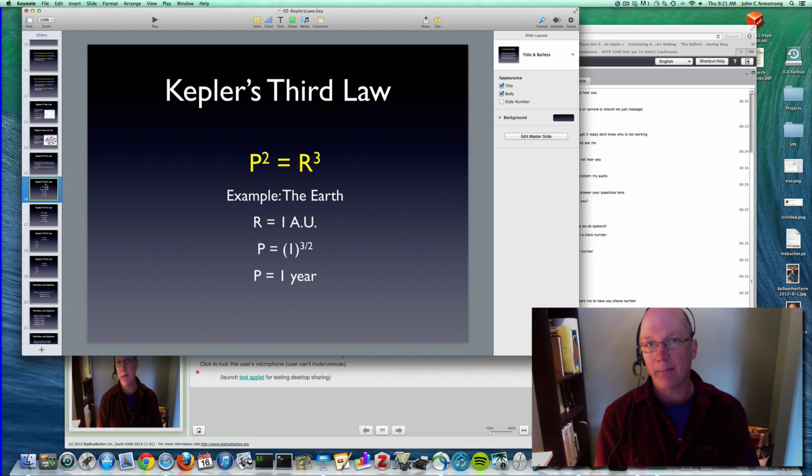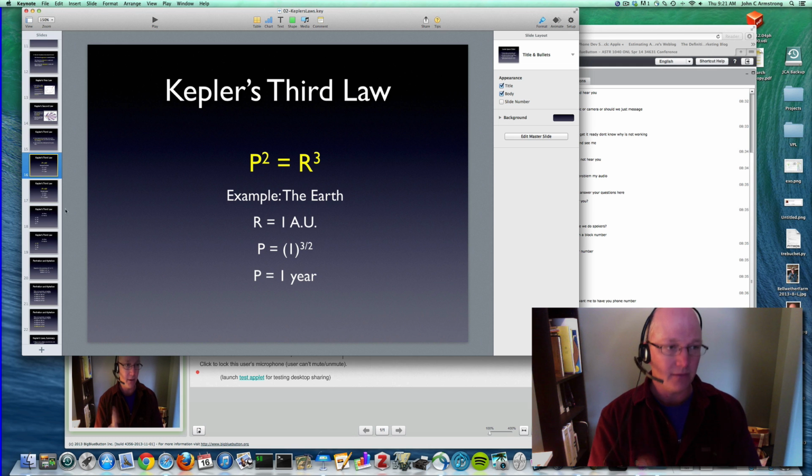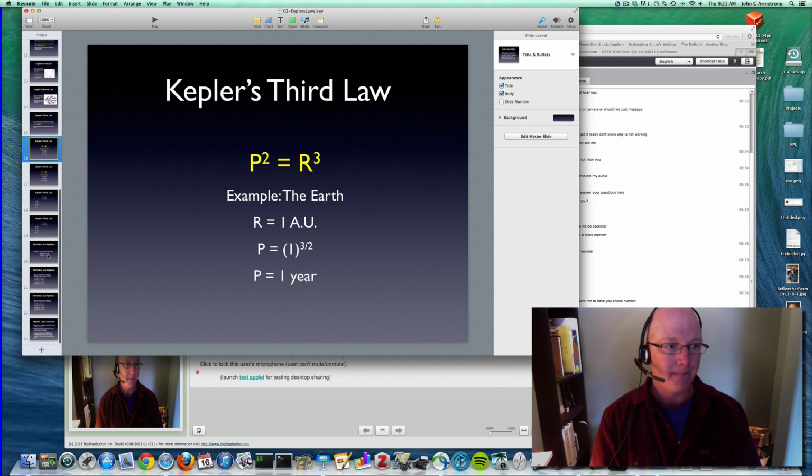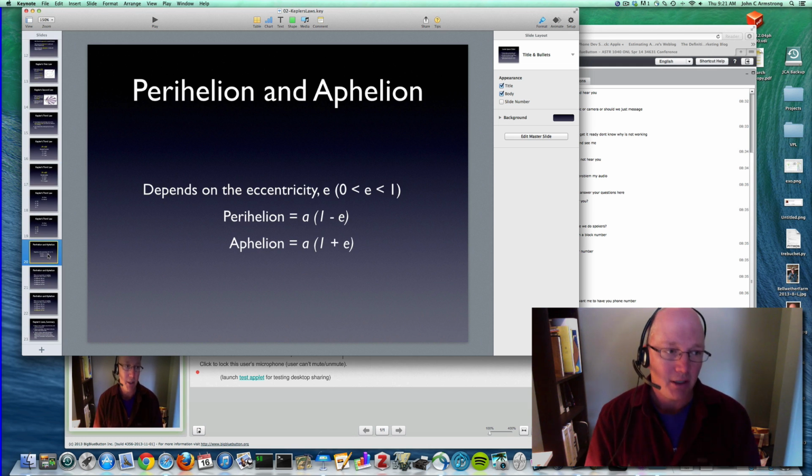So this was the power of Kepler's laws. The crazy thing is he didn't have any explanation for why this was the way it was. It just happened to be the way it was. When we get to Newton's laws, we'll see that there is a reason why it is the way it is. It's called gravity.